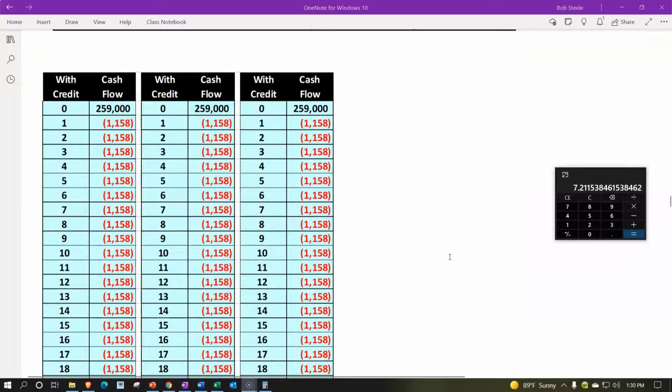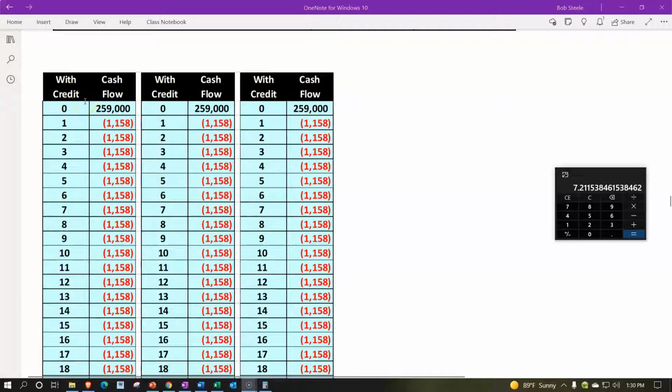So then you can use your IRR tools to take into consideration the time value of money and try to figure out what the rates would be that way. So we could take the information from our amortization table. This is with the credits. Let's take a look at this item here.